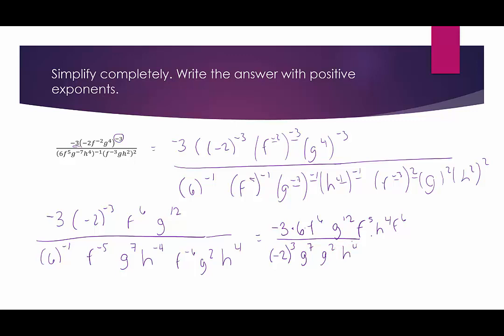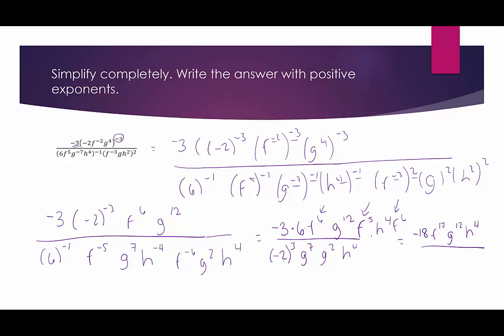Okay, next I want to simplify across. So along the numerator, is there anything I can simplify? Yes, there is. First of all, -3 times 6 is -18. Then I have 6 factors of f, 5 factors of f, and 6 factors of f. So how many factors of f do I have in all? It would be 6 plus 5 plus 6, which would be 17 factors of f. Then I have 12 factors of g and 4 factors of h.